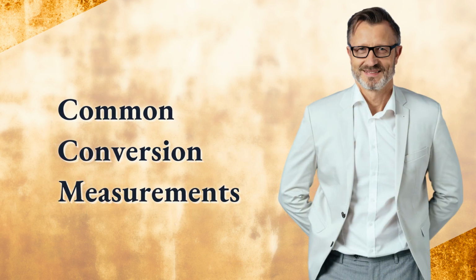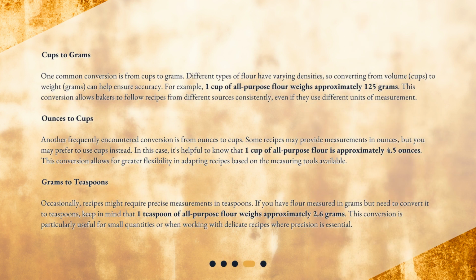Common conversion measurements. Cups to grams. One common conversion is from cups to grams. Different types of flour have varying densities, so converting from volume, cups, to weight, grams, can help ensure accuracy. For example, 1 cup of all-purpose flour weighs approximately 125 grams. This conversion allows bakers to follow recipes from different sources consistently, even if they use different units of measurement.